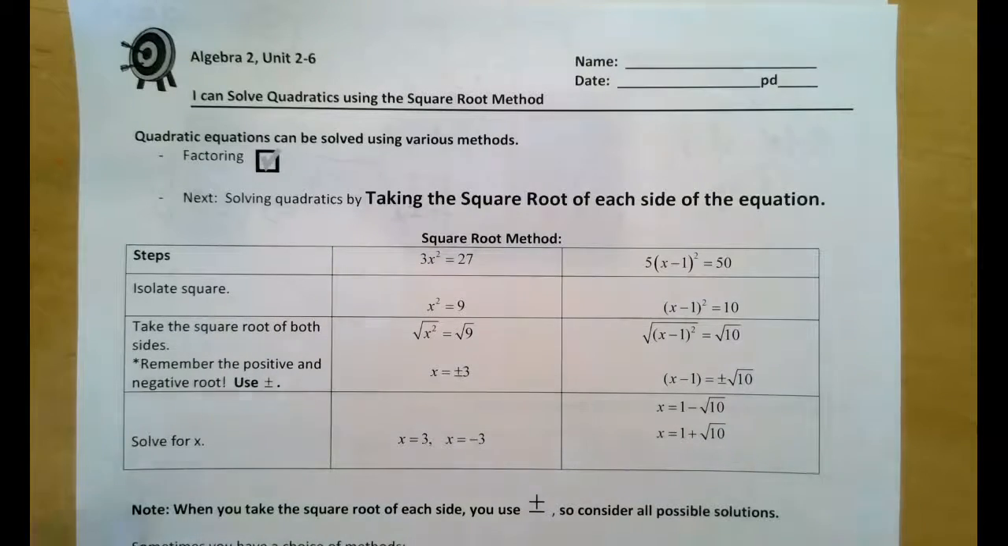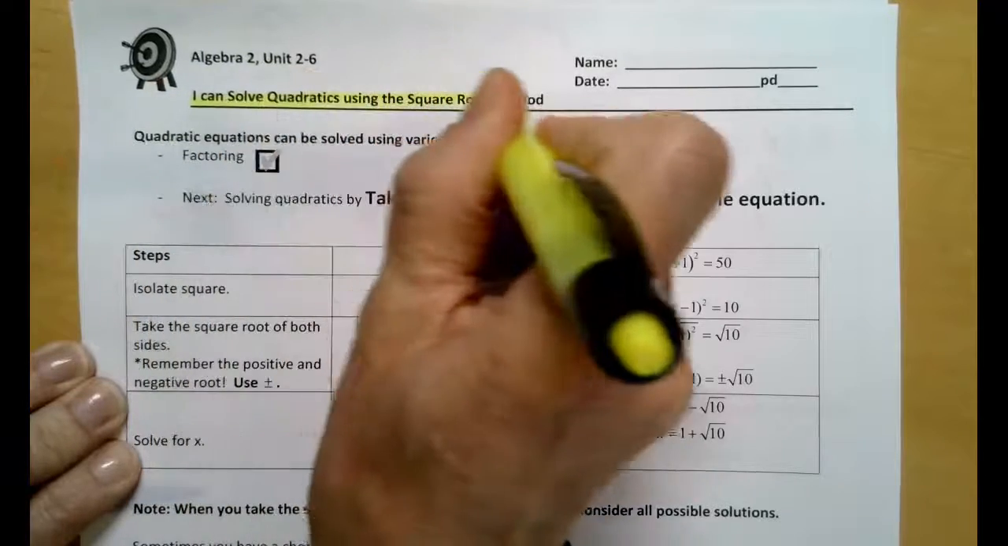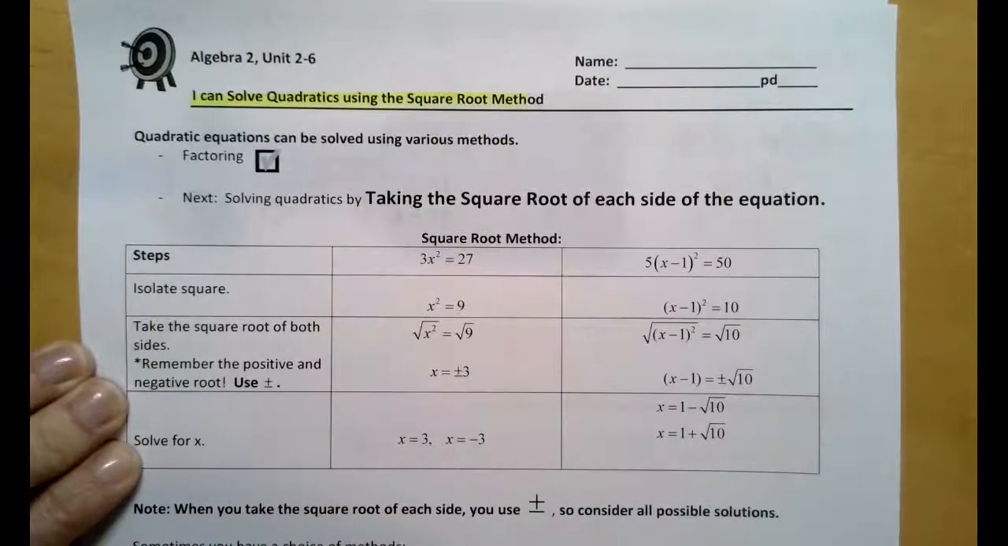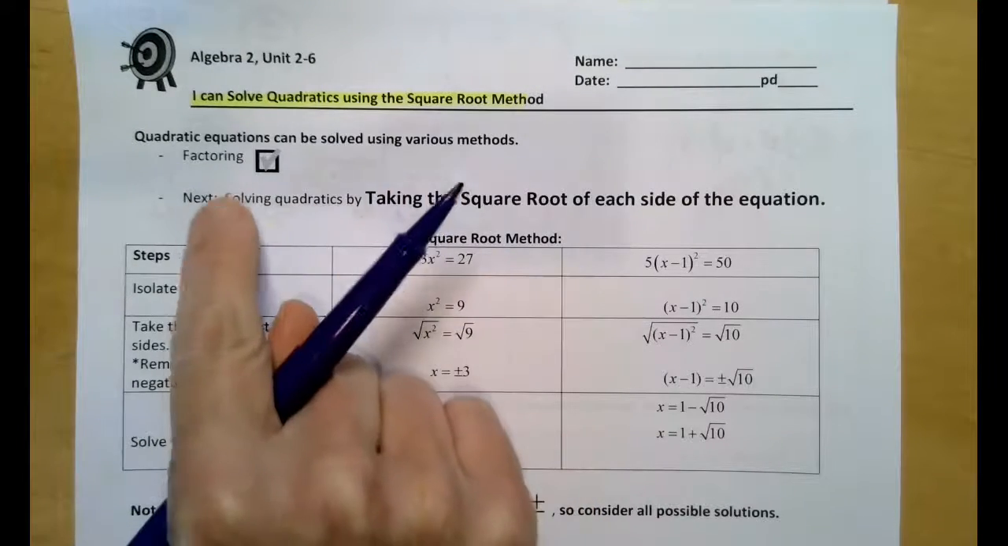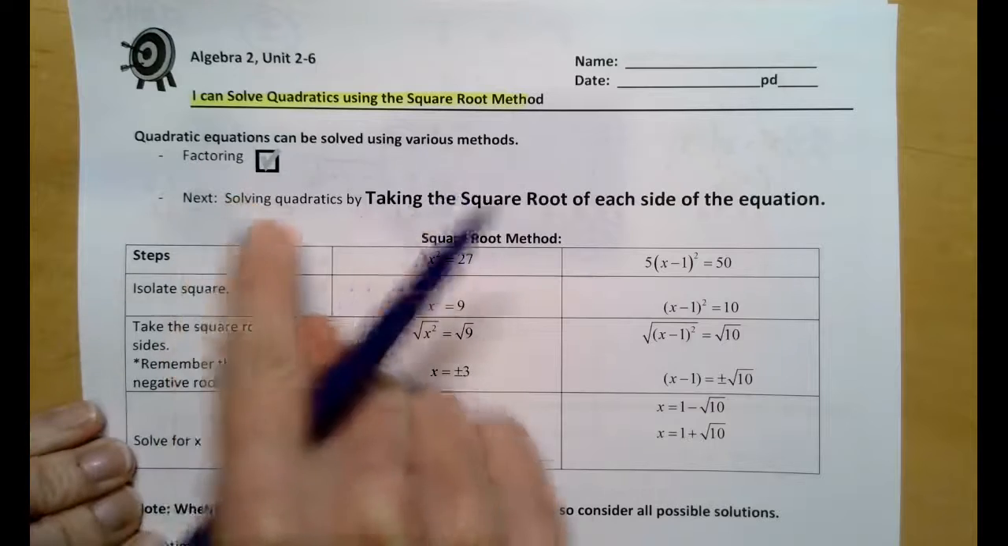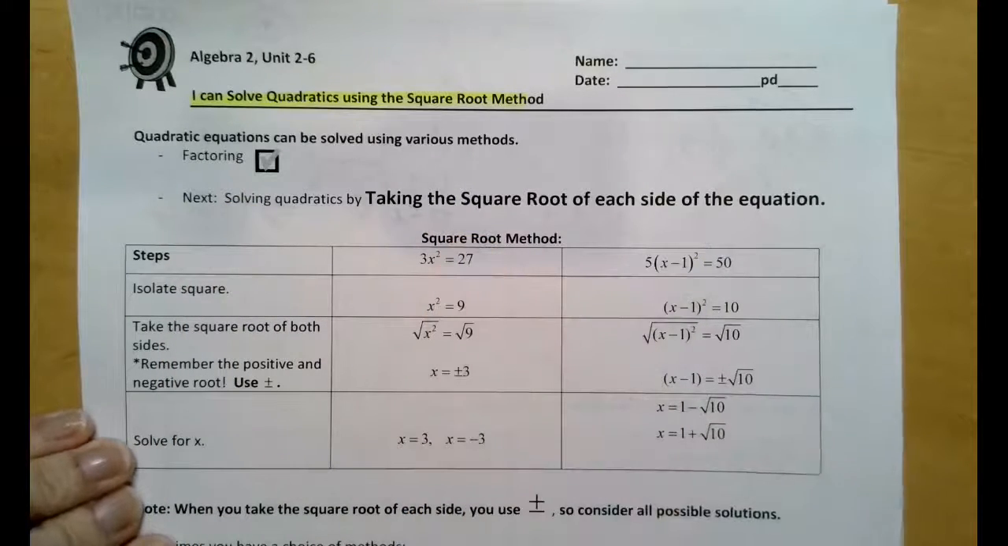Hello, Algebra 2s. Here's a review of last class's lesson, which is where we were solving quadratics by using the square root method. So we can use a bunch of different methods when solving quadratics. We talked about factoring last time. So this time we're going to talk about a second, which is taking the square root of each side.